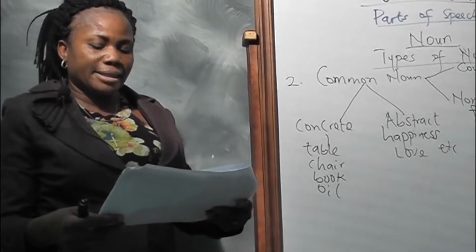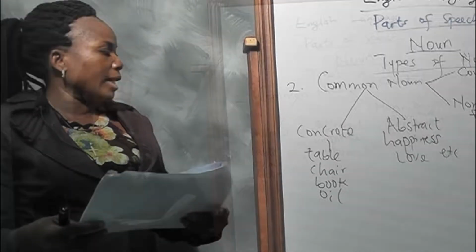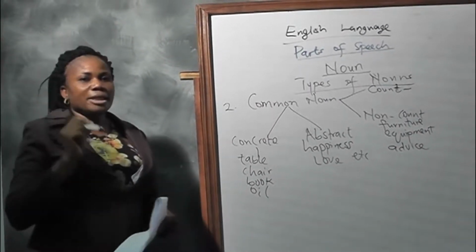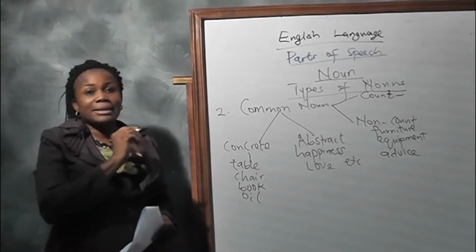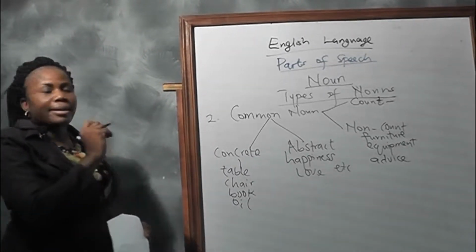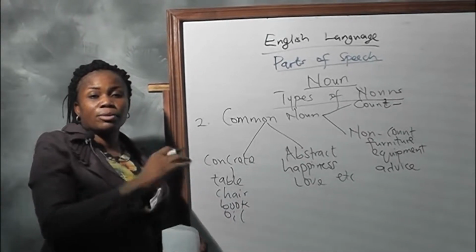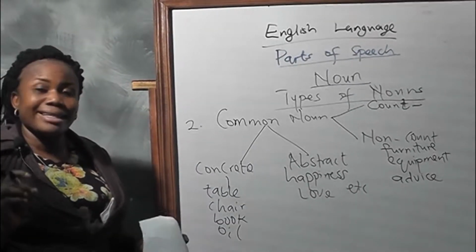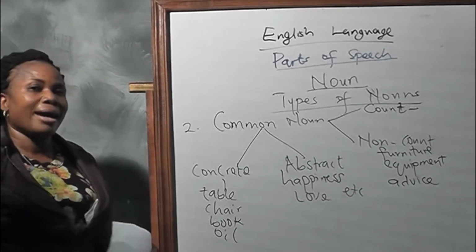Then I'll go to the next type of noun. Oh, that's good. Excellent question. Somebody in the audience has just asked for examples of count nouns. I didn't put that. Now, when we talk about count nouns, those nouns of things, people, and objects we can see, touch, and count are count nouns.